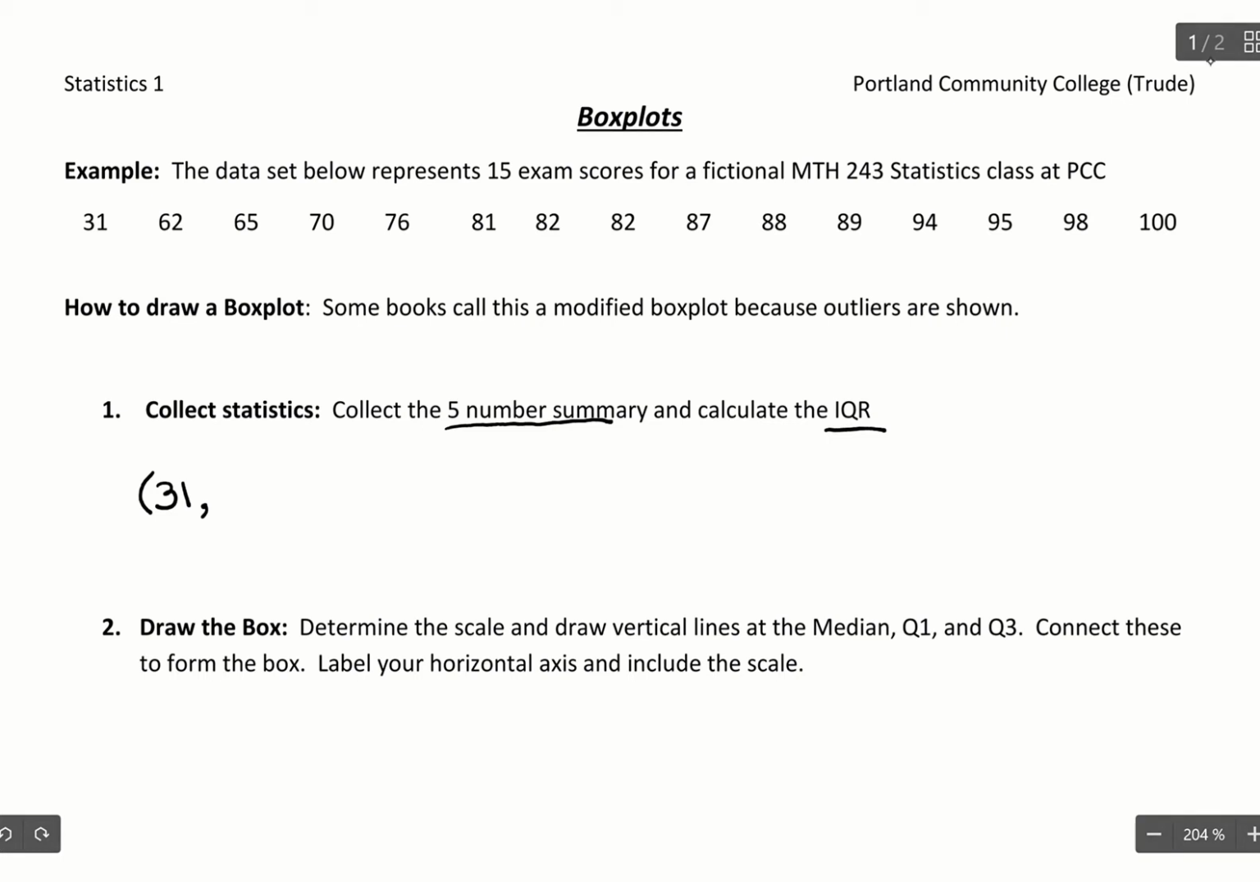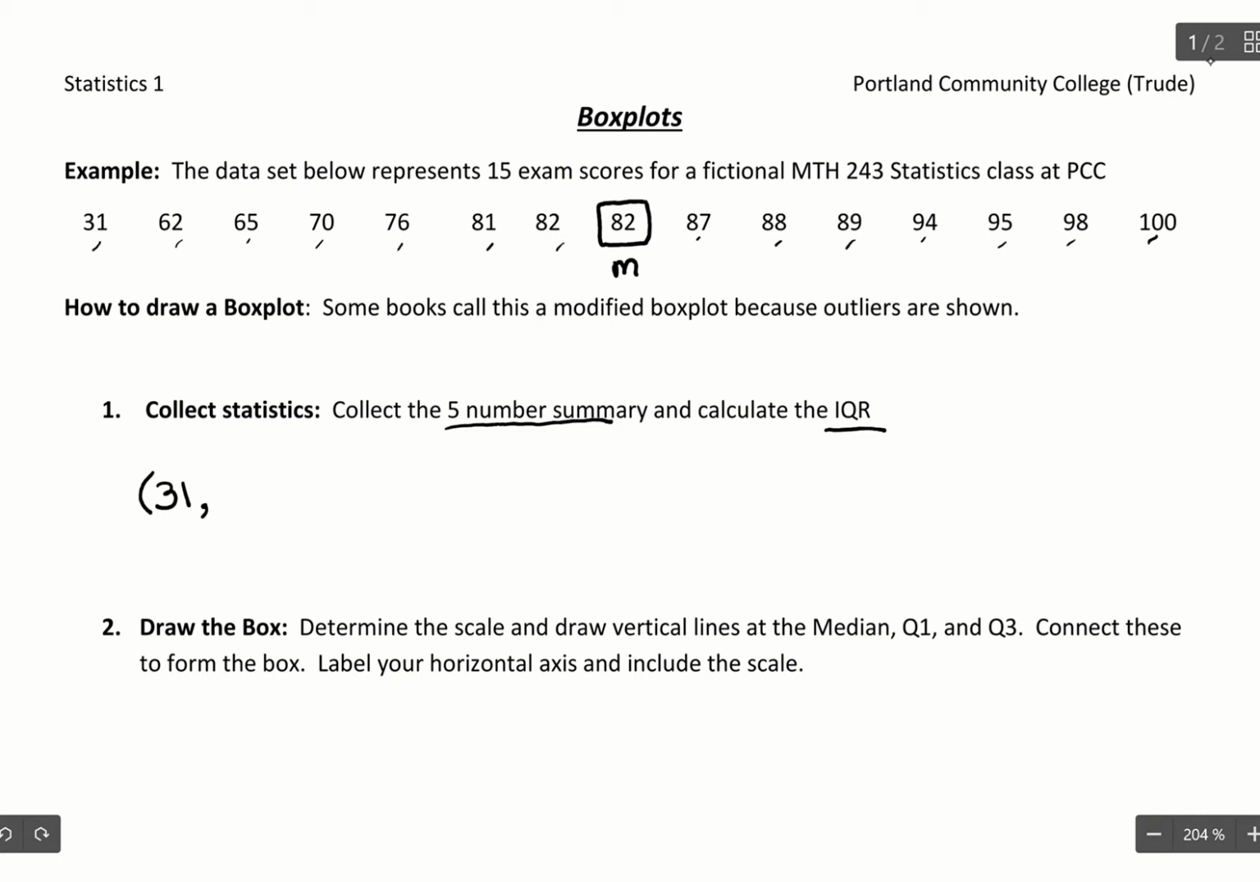So for the median, which is what we have to start with, we need to find the middle. So it's just a matter of taking off values from either end until we can see where our middle is, which is exactly at 82. So that right there is our median.